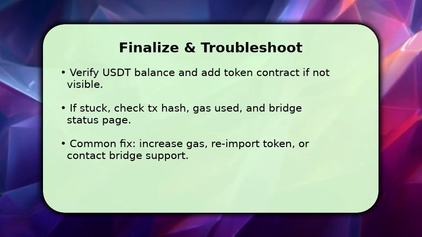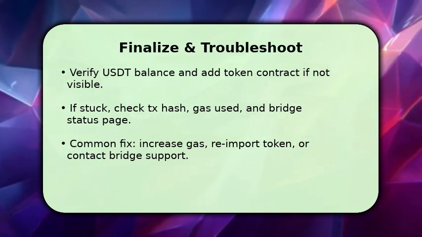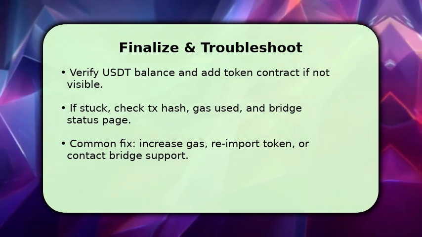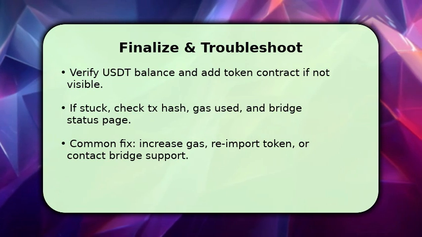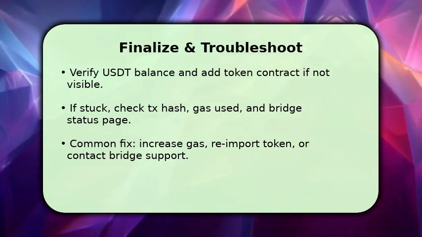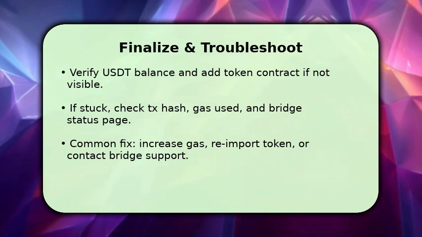Check your wallet balance, and if UST is invisible, manually add the token contract address from a reliable source. If the bridge appears stuck, copy the transaction hash and inspect confirmations on the Explorer. Sometimes a pending state resolves with more confirmations.